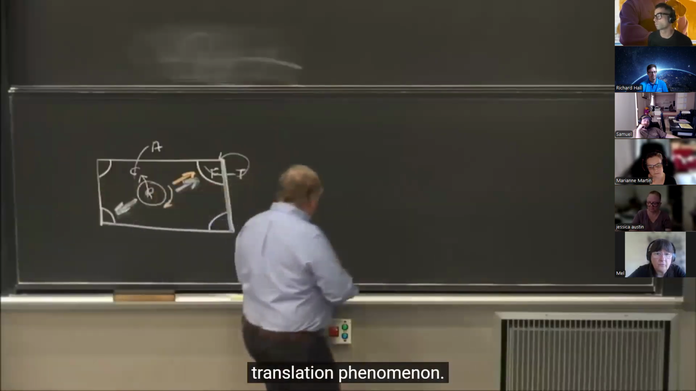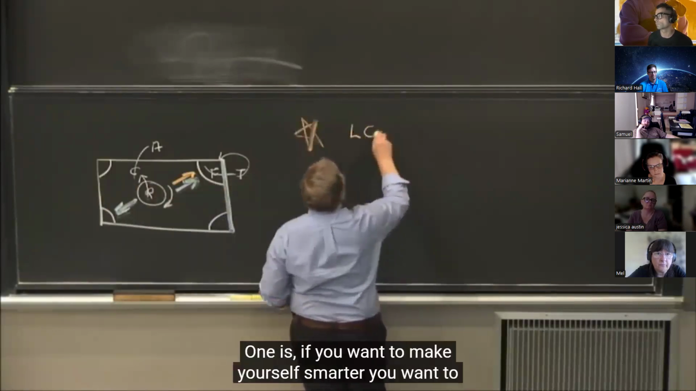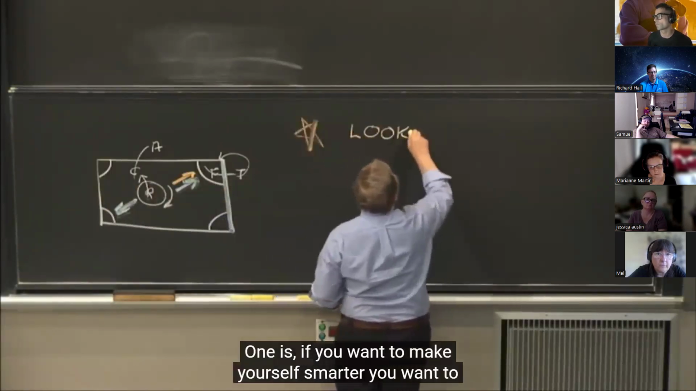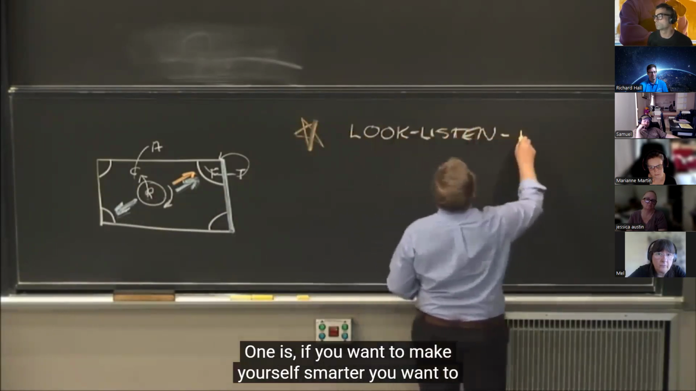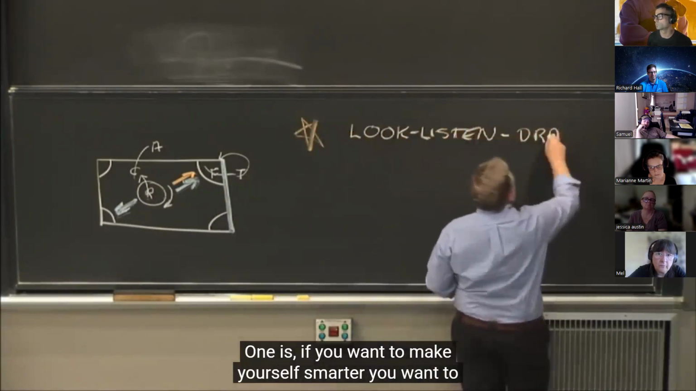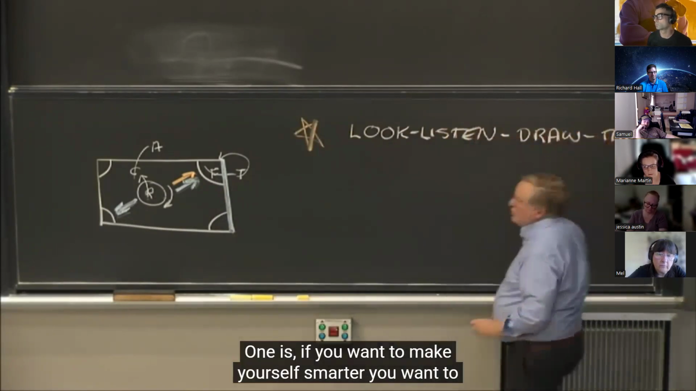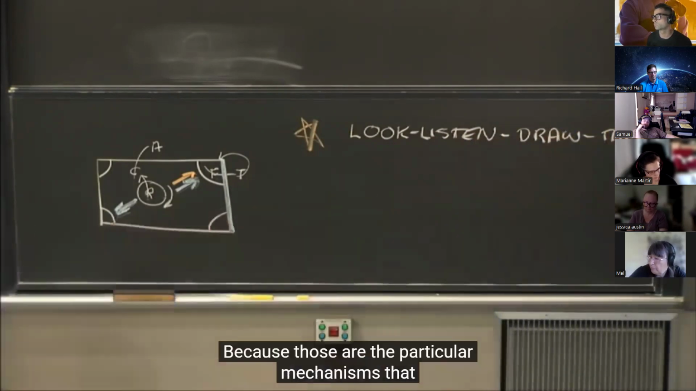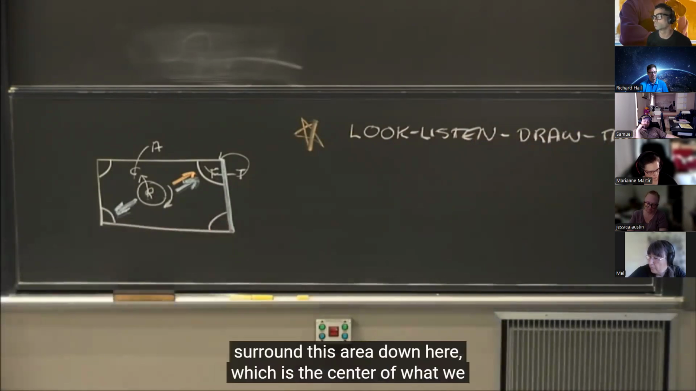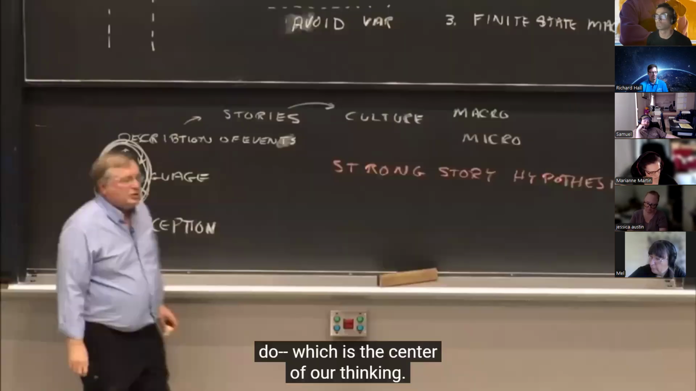So that brings us to the two gold star ideas of the day. One is, if you want to make yourself smarter, you want to do those things: look, listen, draw, and talk. Because those are the particular mechanisms that surround this area down in here, which is the center of what we do, which is the center of our thinking.